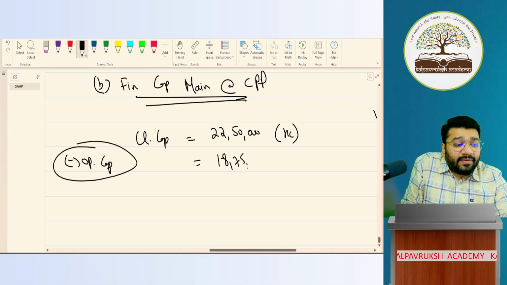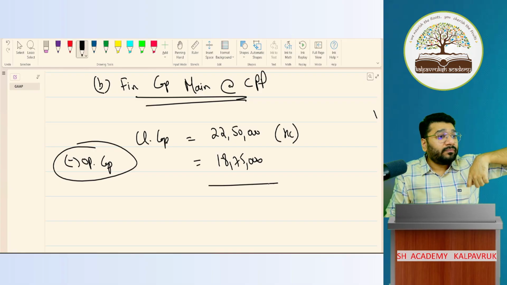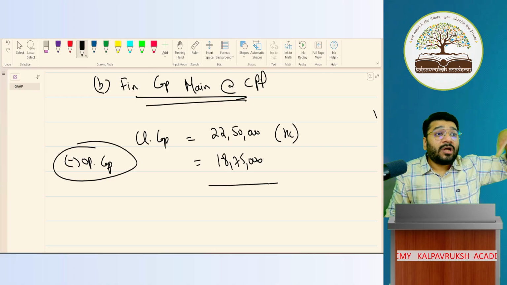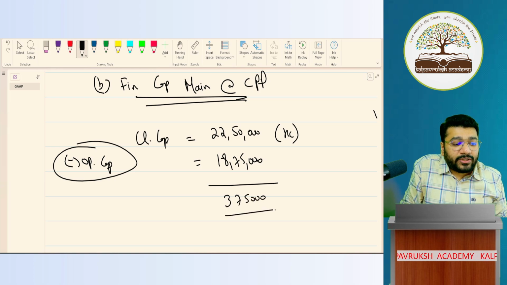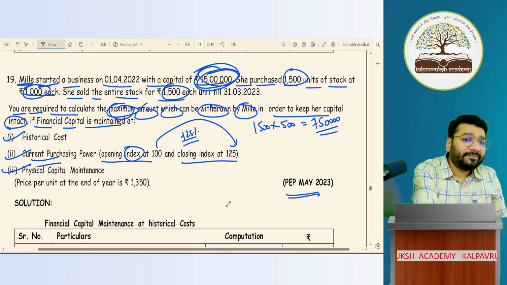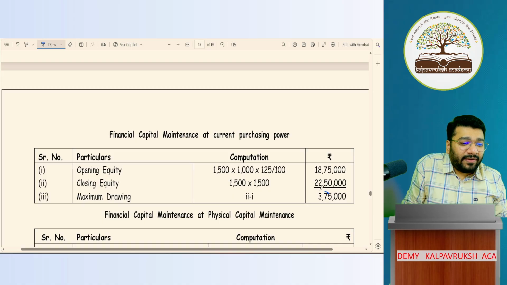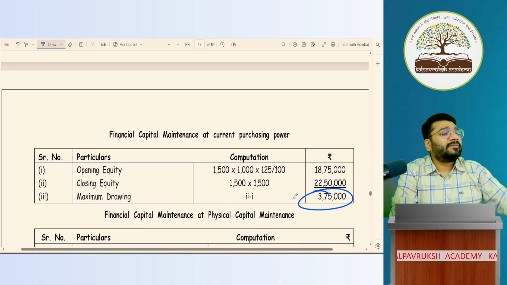18 lakh 75,000. So you already have in pocket how much? 22 lakh 50,000. In the beginning of the next year, how much do you need? 18 lakh 75,000. So how much can you withdraw? 3 lakh 75,000 you can withdraw. This is the maximum amount of drawing. 3 lakh 75,000. You tell me, people, is this very difficult?